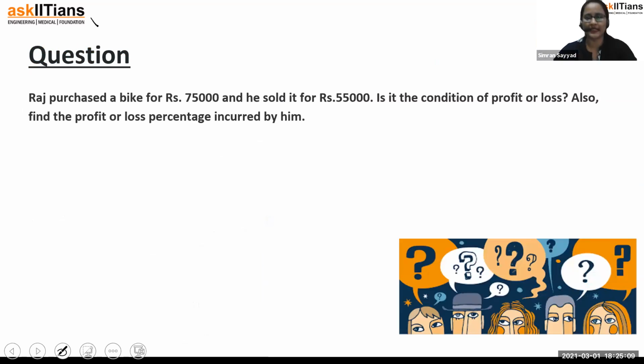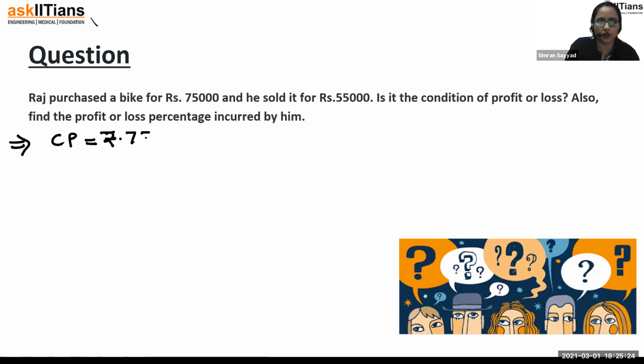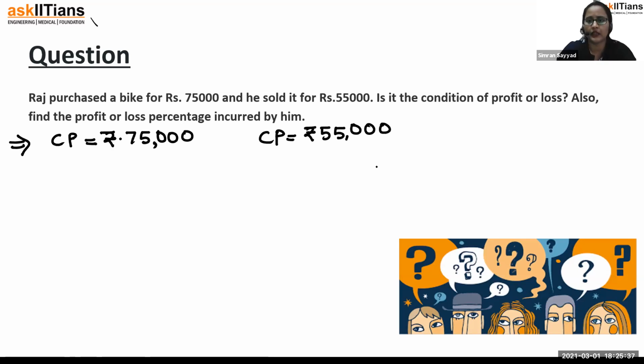So what is the example? Raj purchased a bike for rupees 75,000. So this will be the cost price. He purchased it for 75,000 and he sold it for 55,000. Is a condition of profit and loss. Also find the profit or loss percentage incurred by him.